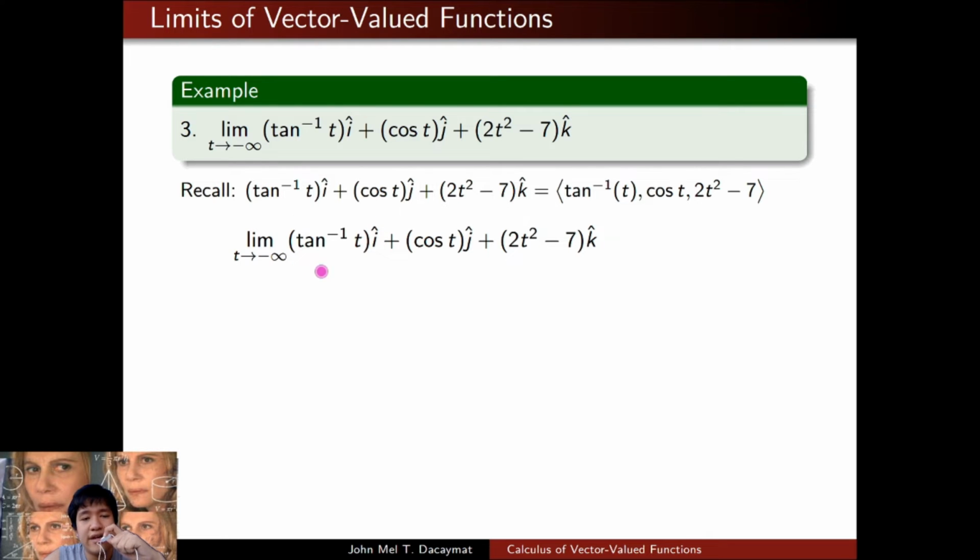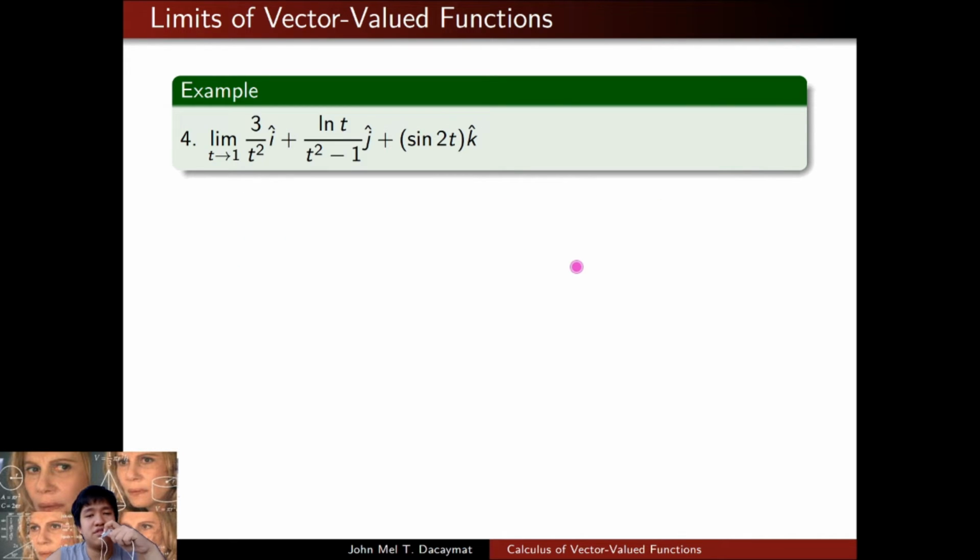If we make tangent inverse of t go to negative infinity, ano ang magiging limit? Limit niyan is negative pi over 2. But if you look at your second component, cosine going to negative infinity, it does not exist, no? So, you can stop right here. Wag mo nang kunin yung third component. Di mo na kailangan. Nakita mo na. Second component, limit does not exist. You can already stop right there and say that the limit of your vector valued function does not exist. Okay?